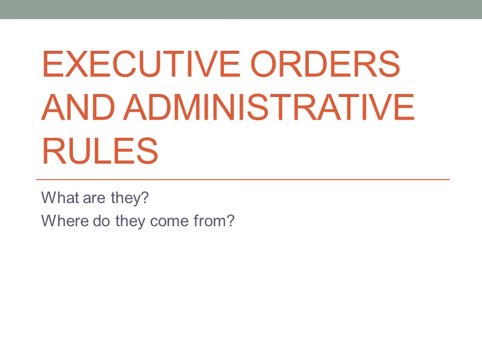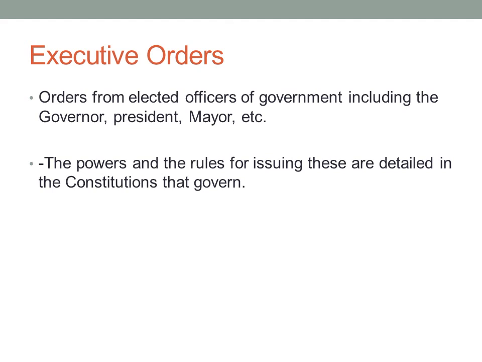Executive orders and administrative orders. Where do they come from? Executive orders come from our high elected officials, right? The president, if we're talking about the United States, the governor, if we're talking about states, and the mayor, if we're talking about cities and so forth. They issue executive orders. You might have been hearing a lot about executive orders being issued from our governor here in New York, as well as the president.